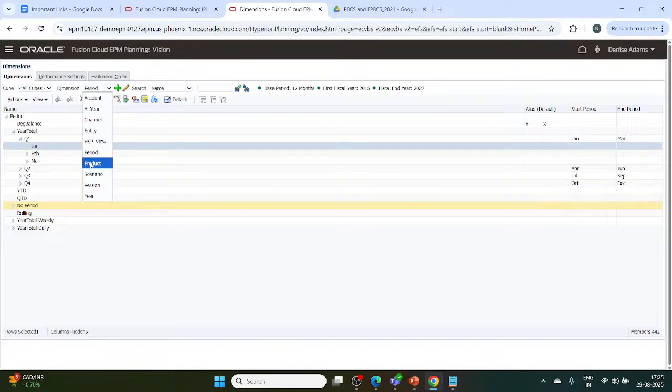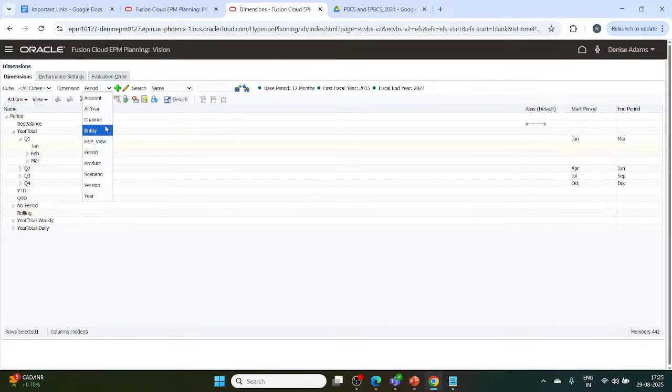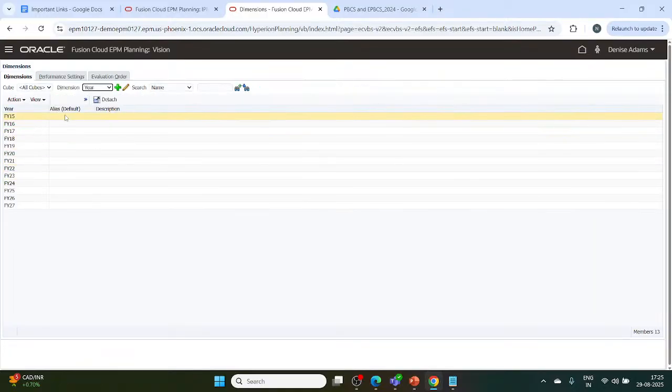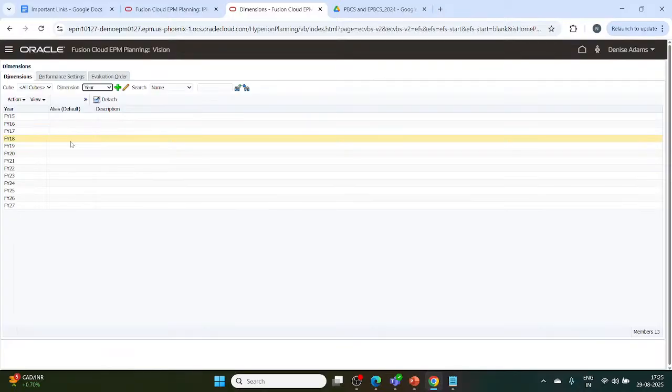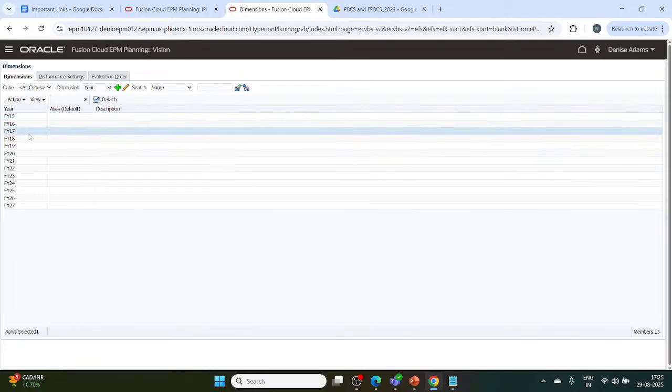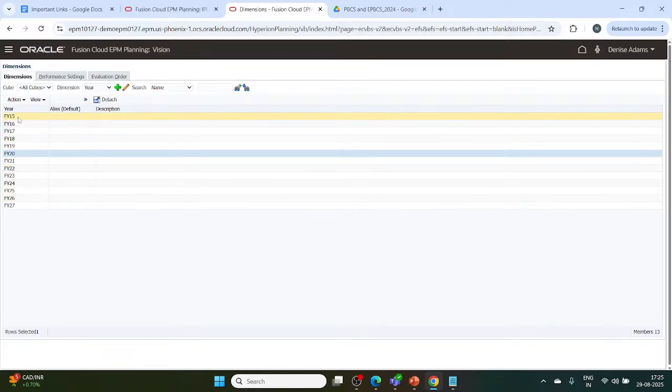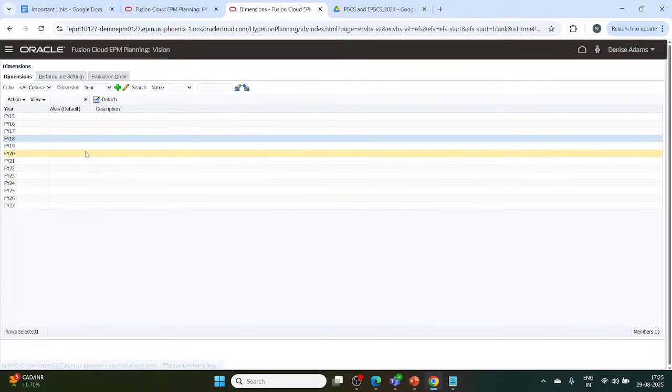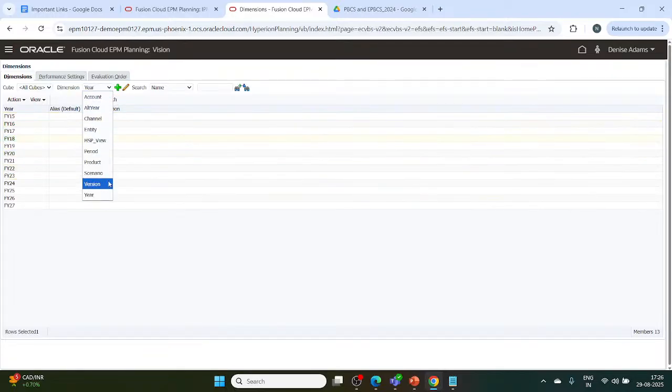Here are some other dimensions, like channel, tier, entity, and here the year dimension. Year simply means the particular year. There is nothing to edit here. It's totally based on the particular year. What year we have to select, we can go there and select it according to the situation.